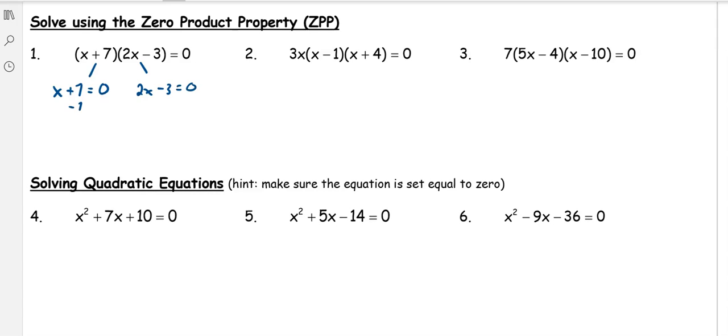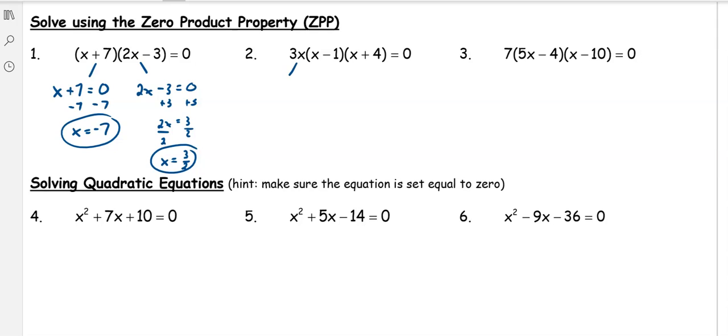In the first one, we can just switch our signs, so x equals -7. And in the second one, we can add 3 and then divide by 2. So x equals 3/2.